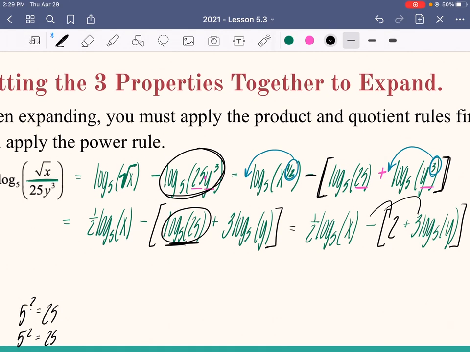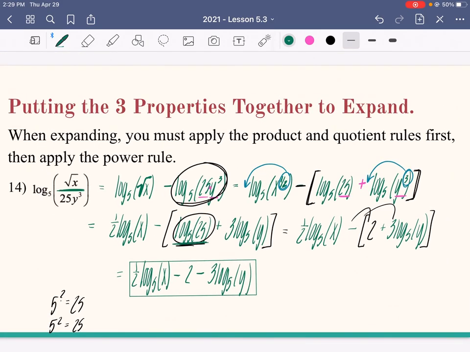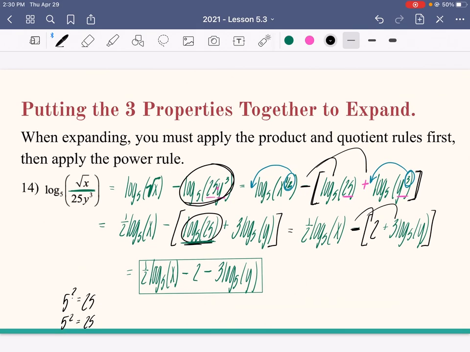So this would become 1/2 log base 5 of x minus 2 minus that whole thing, 3 log base 5 of y. And then I cannot simplify this any further. I've expanded it as much as possible into as many separate logarithmic expressions, and then I've also simplified whatever I can. And again, here you could have distributed this negative sign at the beginning, or you can wait till the very end. Totally up to you, whatever seems less messy.